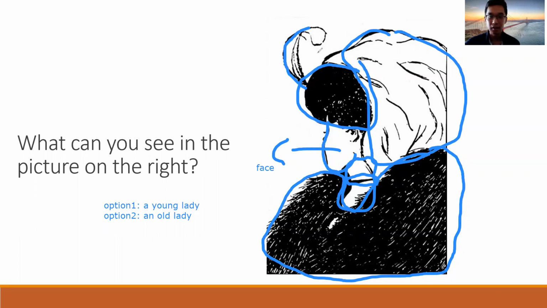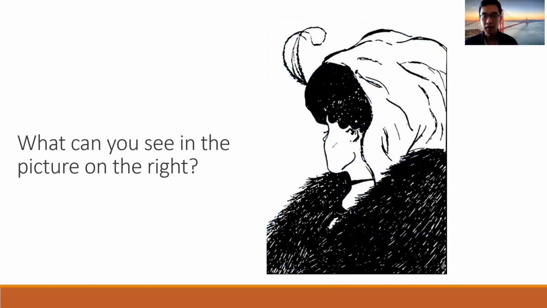So can you see a young lady here? The young lady is looking in this direction. So here are the eyes of the young lady. Here's the one ear of that lady. So you can see a young lady, but if you look at this picture in another way, you can see an old lady. So how do you see an old lady? Just now I talked about the young lady, and yes, for sure here's a face, here's the hair, but how can you see there is an old lady?